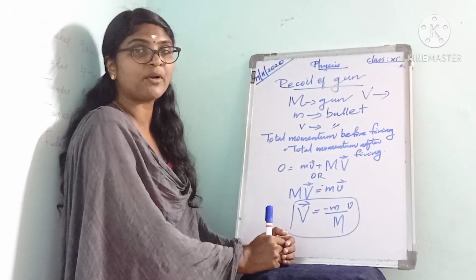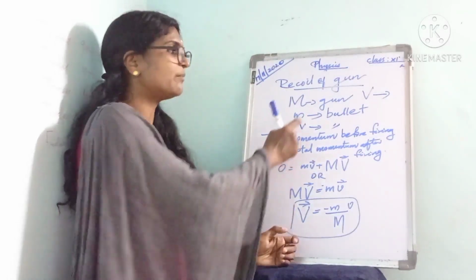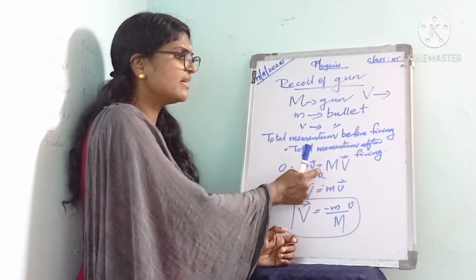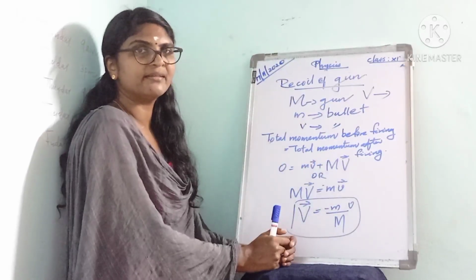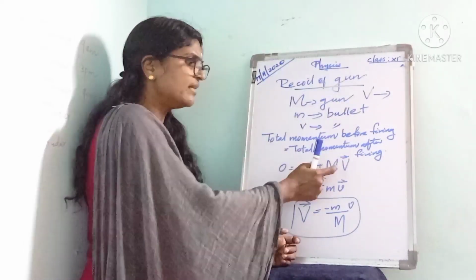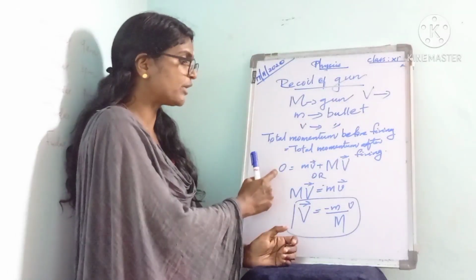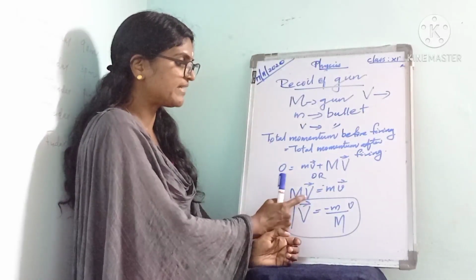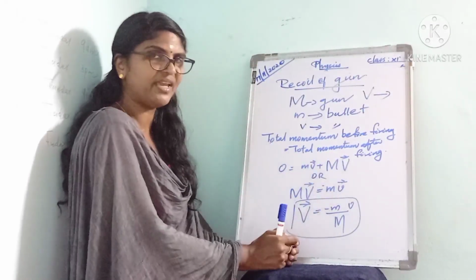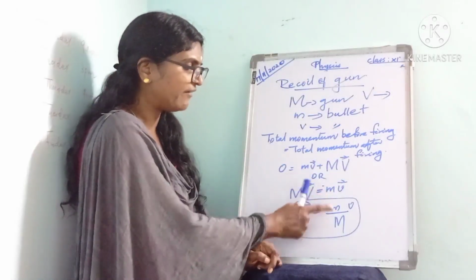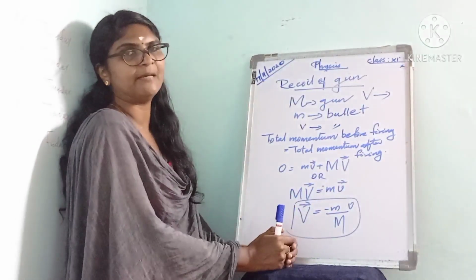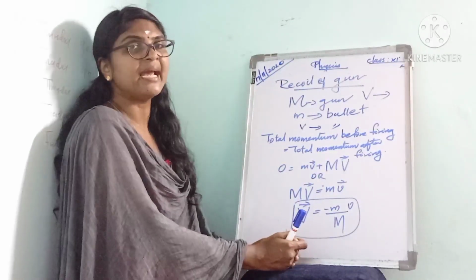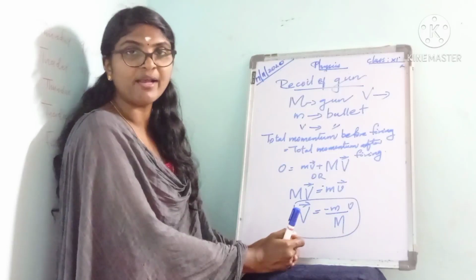Momentum is the product of mass and velocity. So the momentum of the bullet is small m into small v, plus the momentum of the gun, which is capital M into capital V. So 0 is equal to mv plus MV, and this can be written as capital M into V equals minus mv, and from this V is equal to minus mv divided by capital M. This equation represents the recoil velocity.